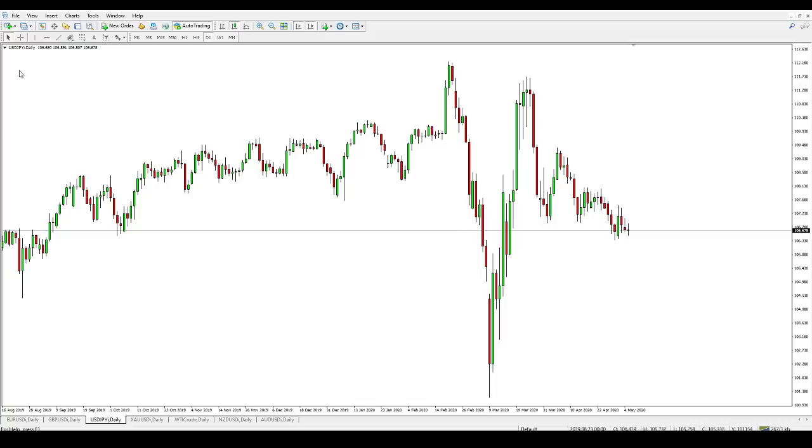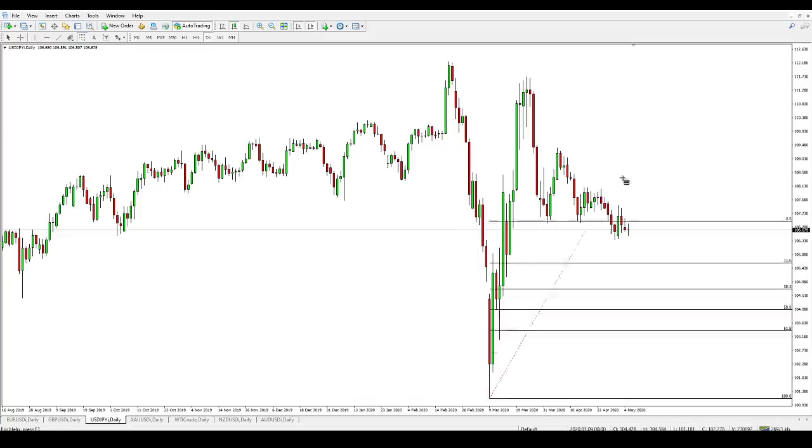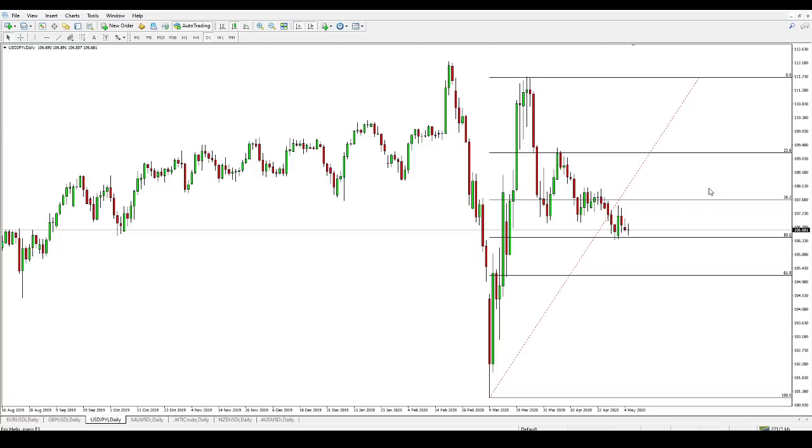Now I will say, although it's kind of back and forth, there is some potential fibs to look at. You can see that we've already tagged the 50% level, right, which lines up pretty decently with some support and resistance previously, right? But what we'll notice here is that price has tried to hold it so far.